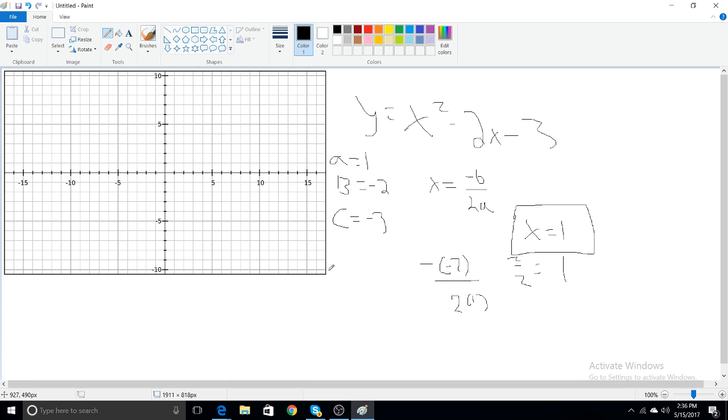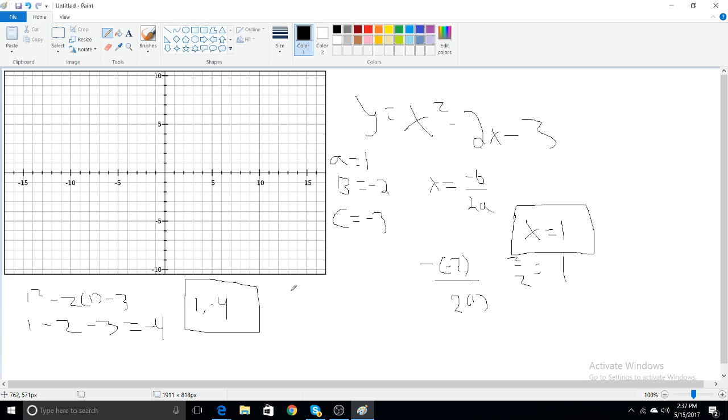And then now we'll go down here and plug this back into the equation where the x's are to find our vertex. So we have 1 squared minus 2 times 1 minus 3. So 1 times 1 is 1. Negative 2 times 1 is just negative 2, minus 3. And this will equal negative 4. So our vertex now is 1 comma negative 4. I'm going to have to remember that one.